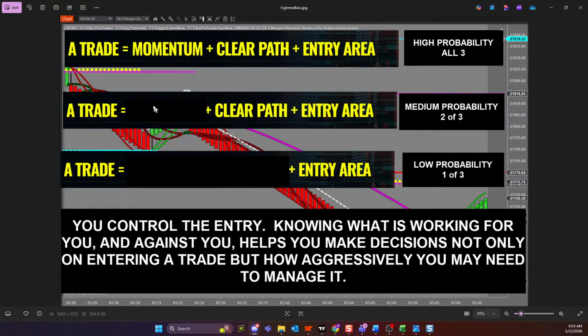You're going to see one posted from this morning where the path wasn't clear, but the momentum and entry were. And you're going to say to yourself, wow, this is medium probability, not high probability. That's going to put my management hat on. That's going to allow me to manage assertively, to get to break even, to take quick profits.